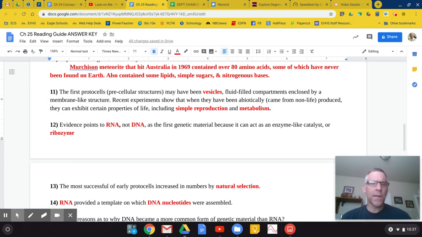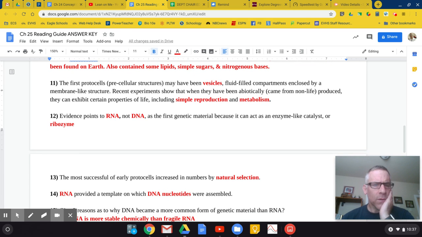I talked about protocells earlier. These precellular structures may have just been vesicles. Remember, we've talked about vesicles in our cells. They're just fluid-filled compartments enclosed by a simplistic membrane. It's still got that lipid bilayer without all the bells and whistles of a cell membrane. And recent experiments show that they actually can exhibit certain simple properties of life.